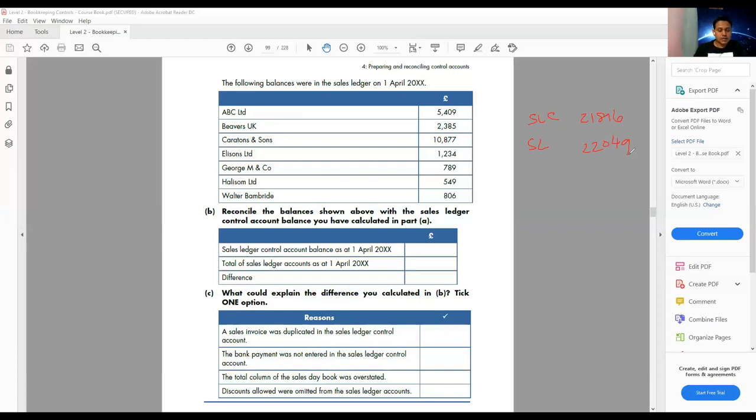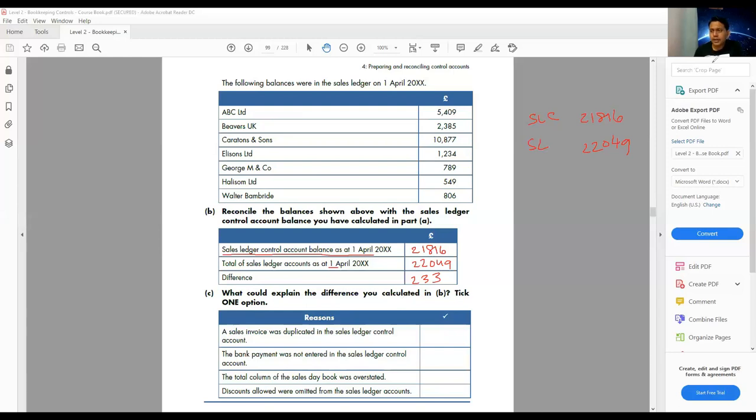Let's do that. Sales ledger control account balance, we have 21816. Total sales ledger accounts at 1st April, that is 22049. And the difference is how much? The difference is 233, okay? So that's the difference we have. Now, the tricky bit is to find the reason. What could explain the difference you calculated in B, tick one option? So what do you think could be the possible reason for the difference?